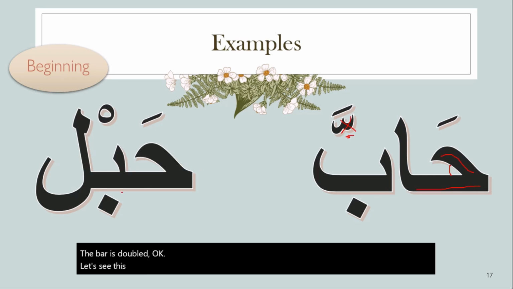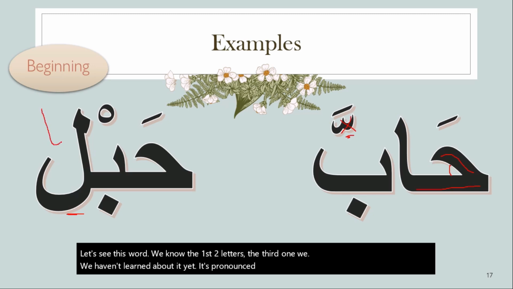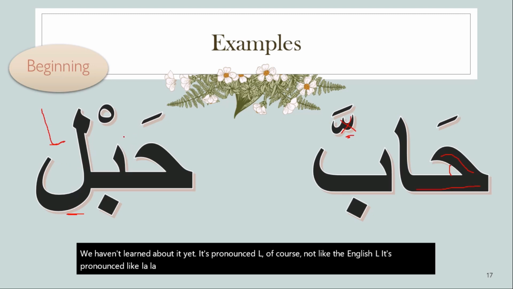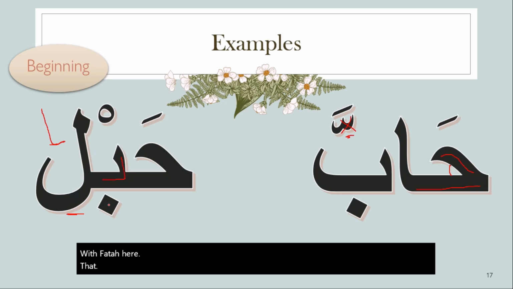Let's see this word. We know the first two letters. The third one we haven't learned yet. It's pronounced like L, of course not like the English L. It's pronounced like la, la, la. Let's try to pronounce it. Here we have the ha with fatha, ha. Here the first triplet with one dot.